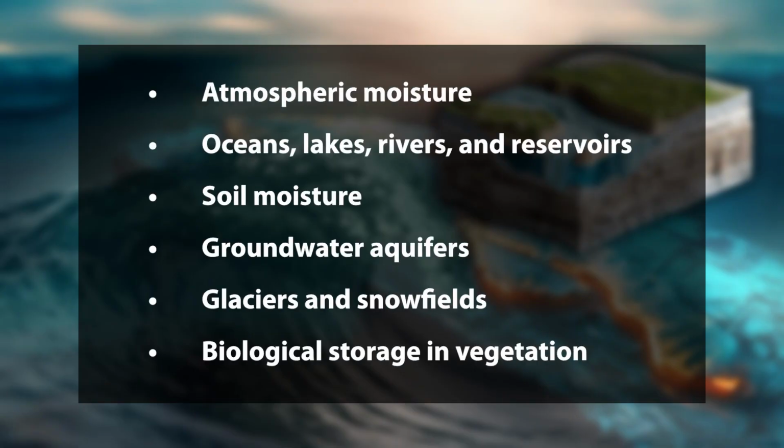The major storage components include atmospheric moisture, oceans, lakes, rivers and their reservoirs, soil moisture, groundwater, aquifers, glaciers and snow fields, and biological storage in vegetation. Together, these storage components regulate water availability, sustain river flow, and buffer hydrological systems against short-term climate variability.